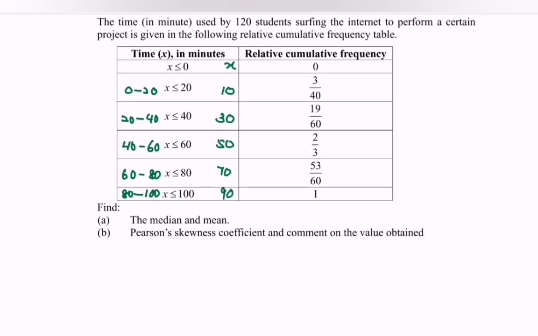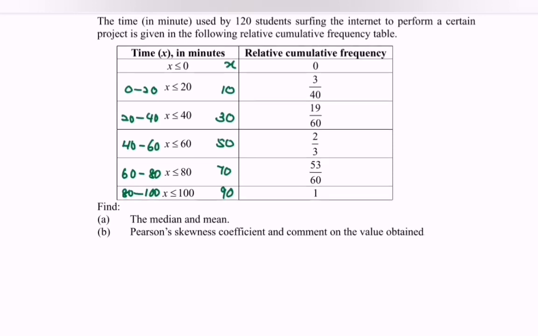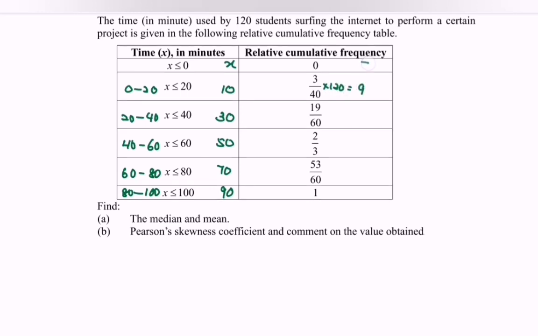Next, we have the relative cumulative frequency. For this case, it represents the fraction for the capital F. So if we multiply the fraction with 120, we will have 9 for the capital F. Then if we multiply with 120, we will have 38. Multiply with 120, then we will have 80. Continue, 120, then we will have 106. And then finally, we have 120. So remember, this is the capital F.